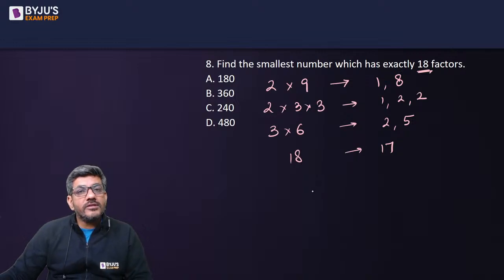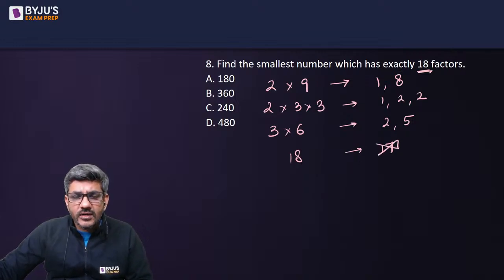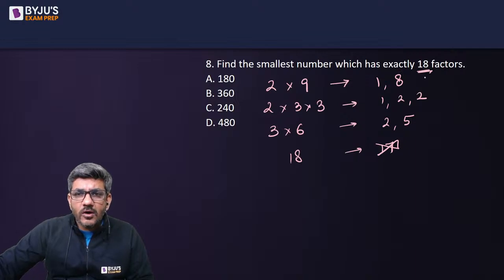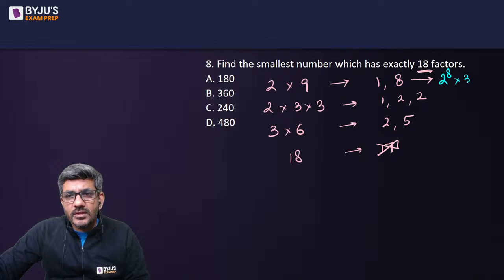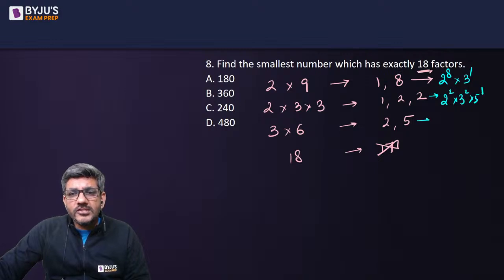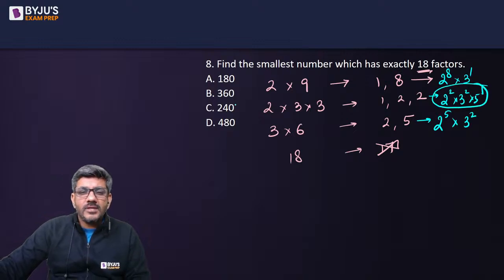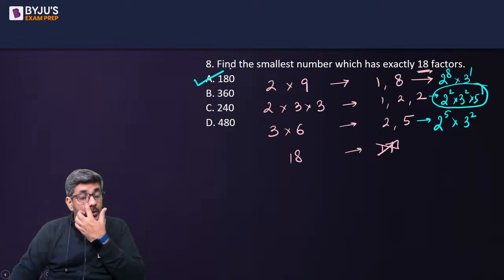Now if I am looking for the smallest number, of course 17 is not in contention for sure. What is the smallest number of each type? The smallest number of this type would be 2 to the power 8 into 3 to the power 1. The smallest number of this type is 2 square into 3 square into 5 to the power 1. And the smallest number of this type is 2 raised to the power 5 into 3 square. Of course, the smallest among them comes out to be 180. So 180 is the right answer.